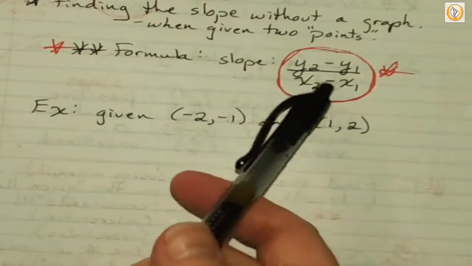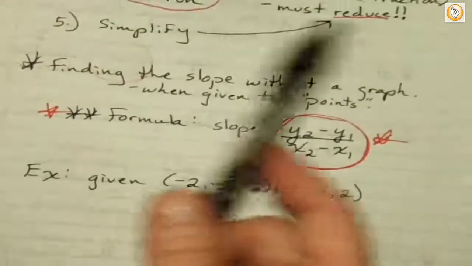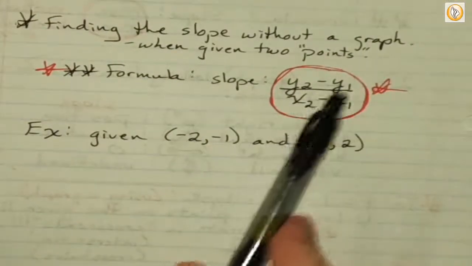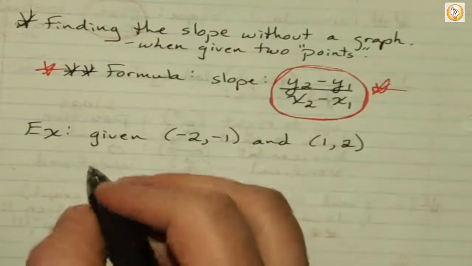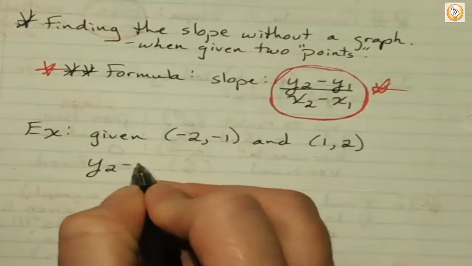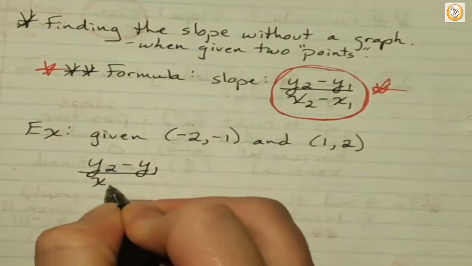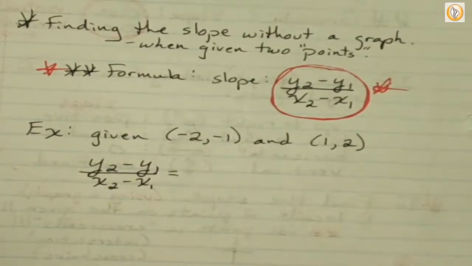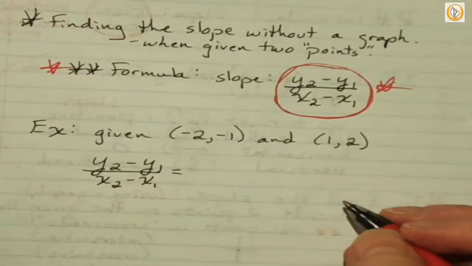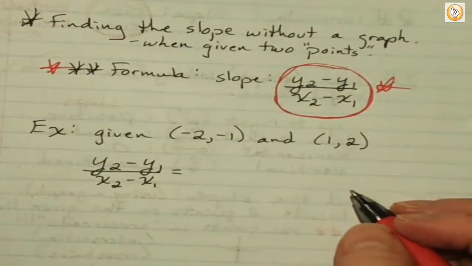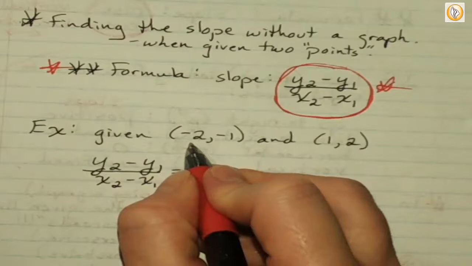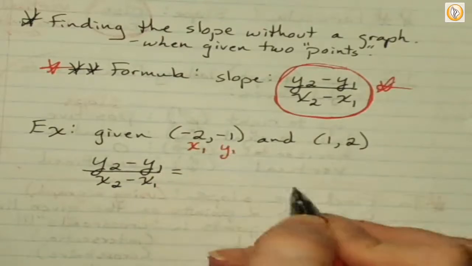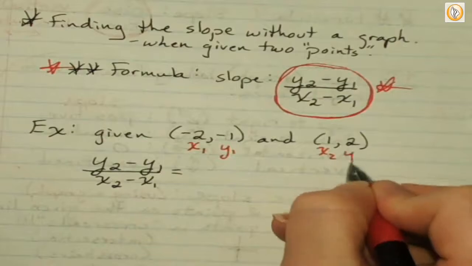Well, we're going to use this formula because we don't have a graph. All they gave us were these 2 points. So the formula is y2 minus y1 over x2 minus x1. And some of you are saying in your heads, what is this y2, y1, x2? Well, look right here. This will be your x1, y1. This is your x2 and y2.